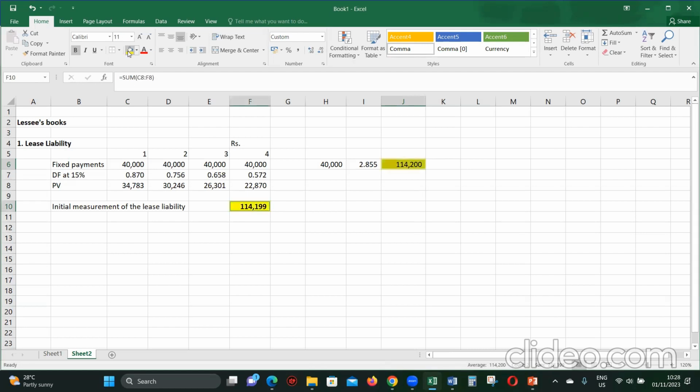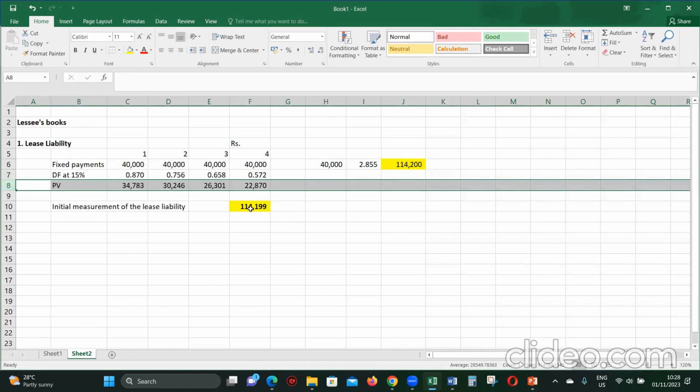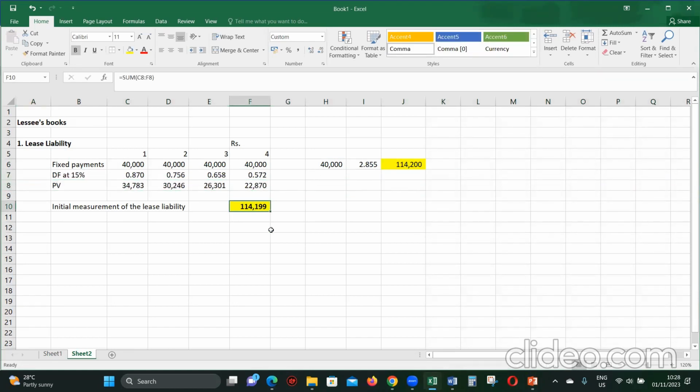So it is almost the same. You can see, right? This is why I computed the value using both ways. You need to know both. If you have the annuity factor, you can just multiply and take the value. And if you don't have the annuity factor given, you will have to take the discounting factors like this and take the present value. Your total initial measurement of the lease liability will be this value. So for this question, I'll go with 114,200, because it is the most correct answer, since we have been given the annuity factor, right?